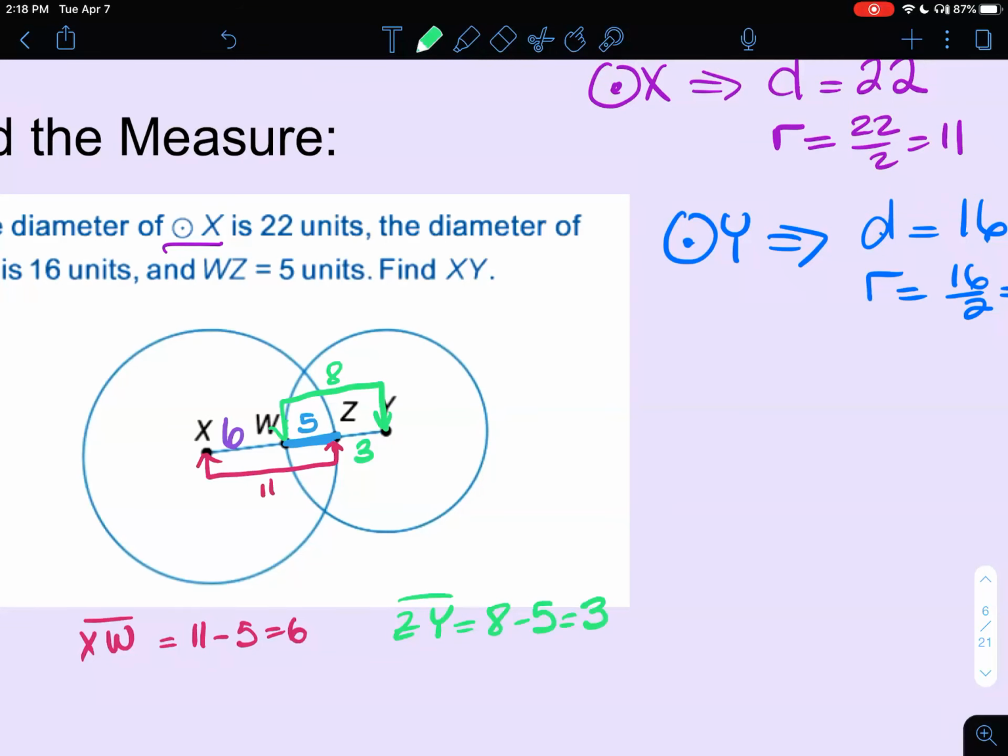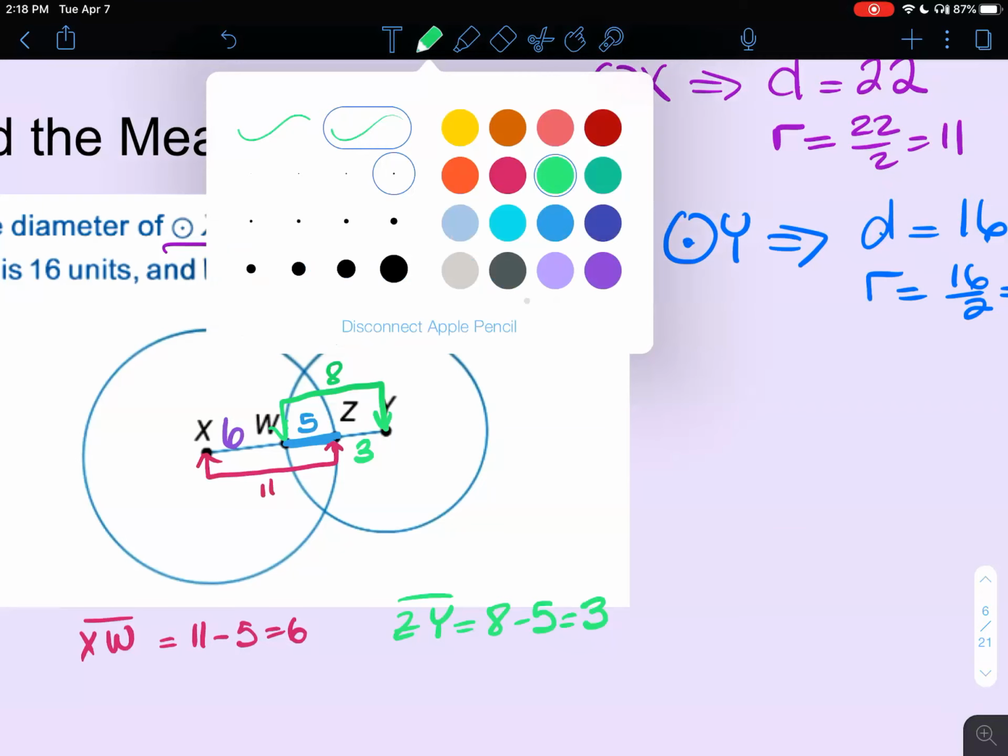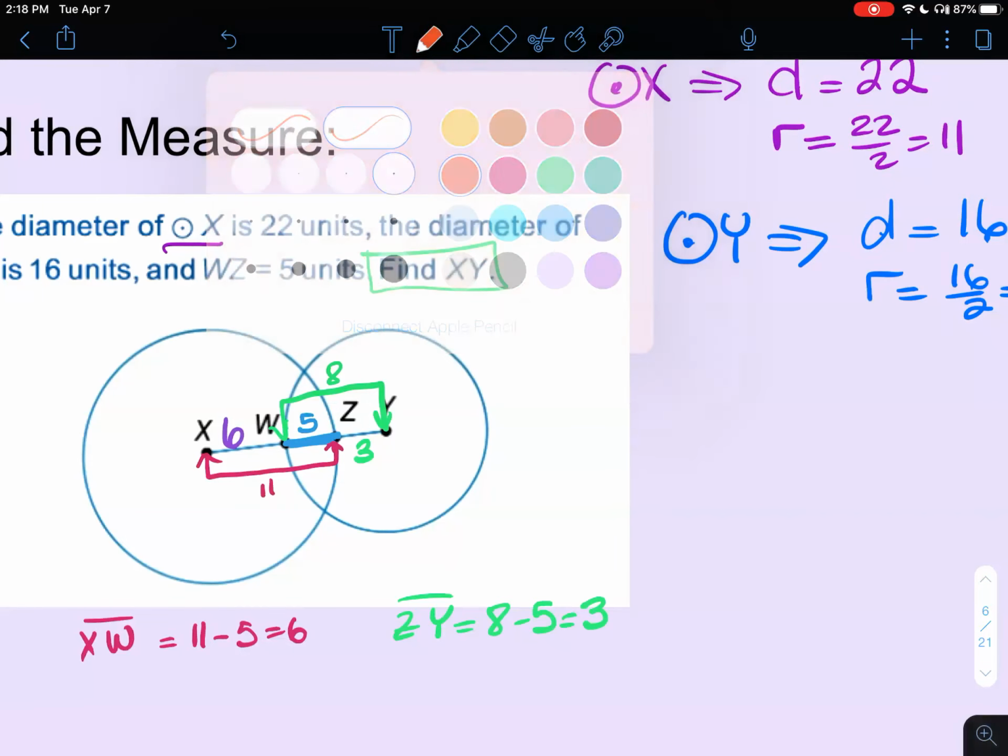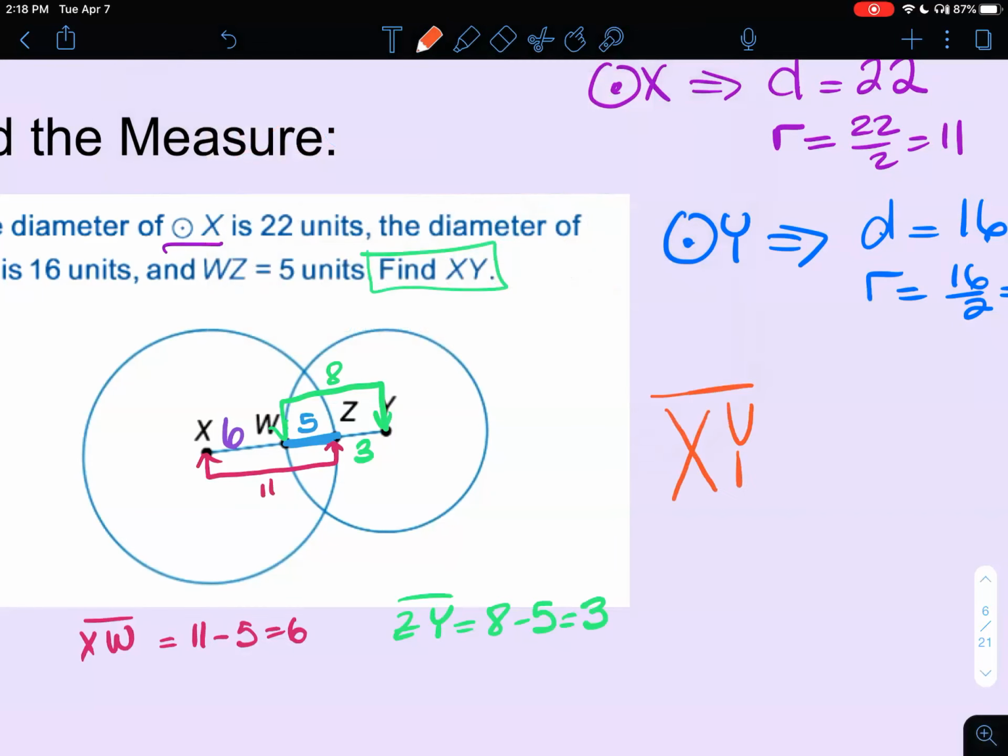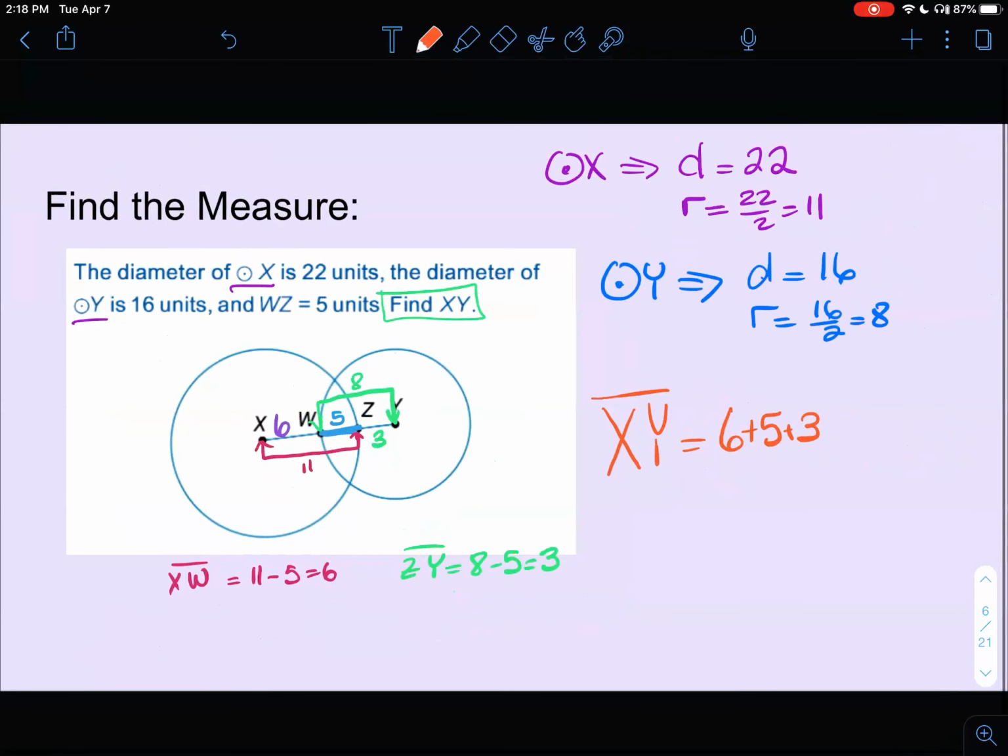Now we have enough information to answer our question of finding the length of XY. So our length of XY, we just need to add up all of our values. So 6 plus 5 plus 3, which is 14. There you go, 14.